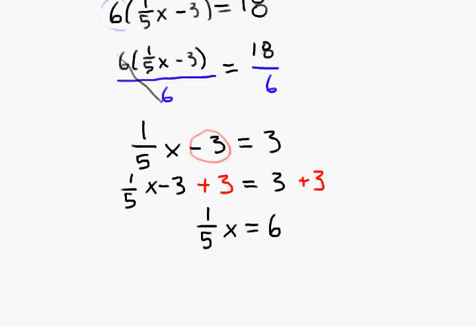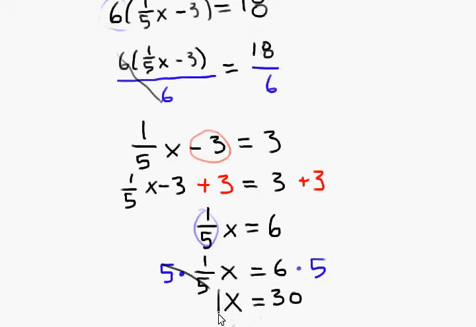And instead of multiplying by 1/5 or dividing by 5, what we're going to do is we're going to multiply both sides of this equation by 5. So 1/5 x and 6. These cancel, leaving 1. X is equal to 30. And that's our solution.